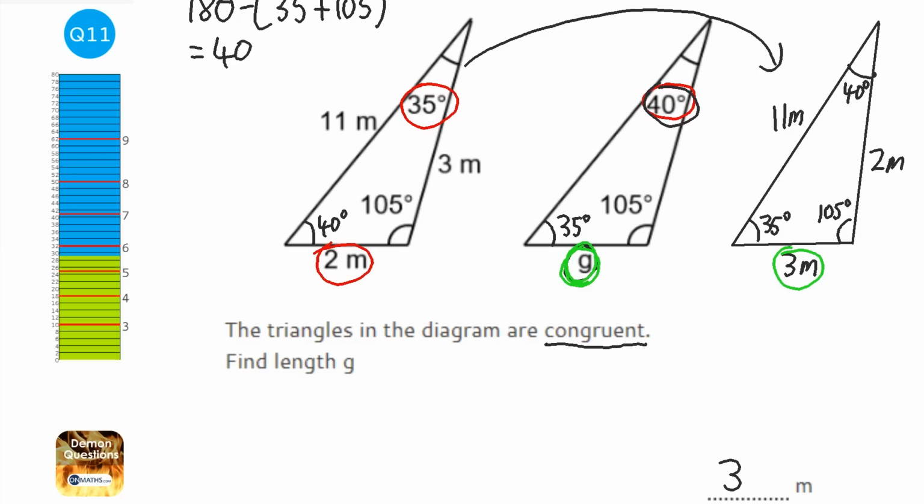And be careful, this is exaggerated, because in the exam the length will look similar, but these are not drawn to scale, so don't just rely on the fact that it looks the same to assume that it is the same.